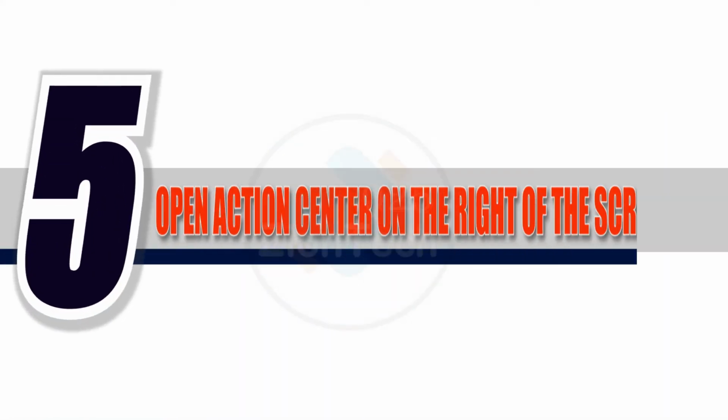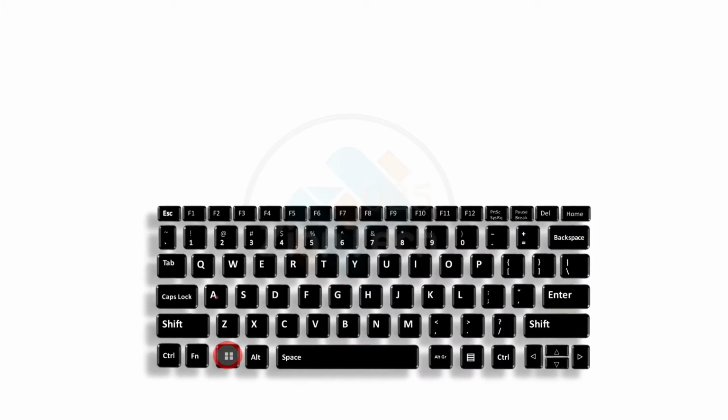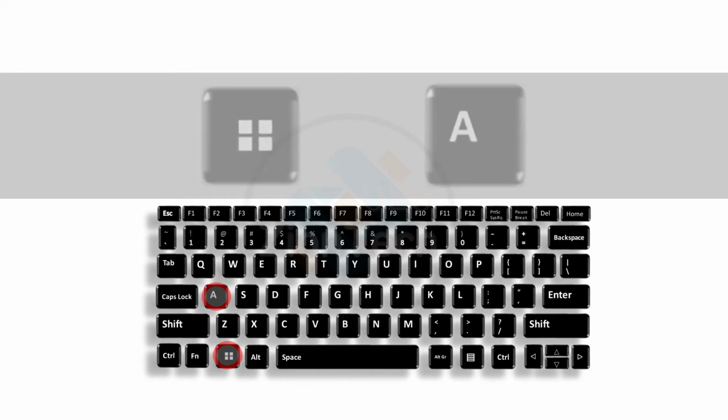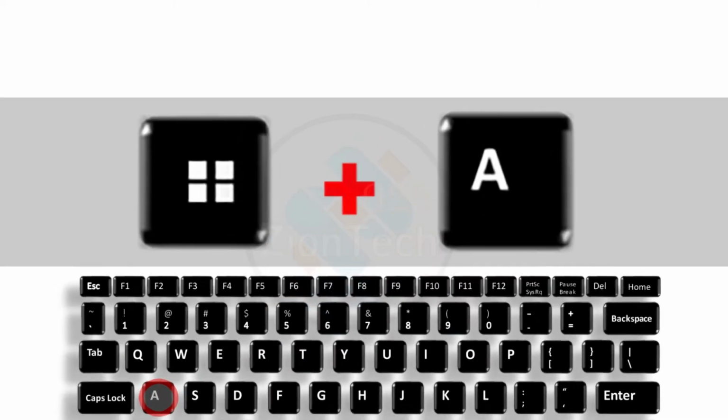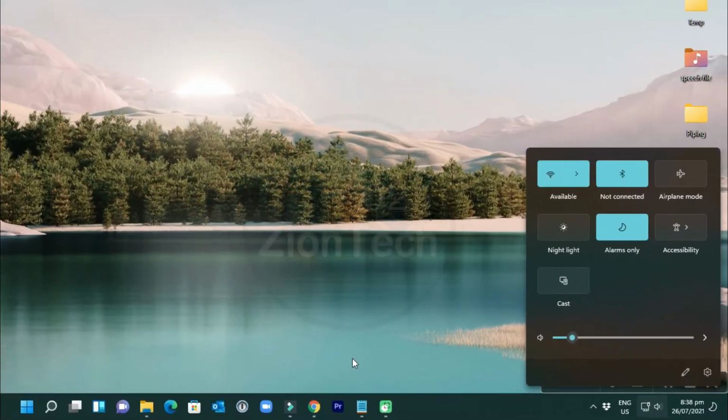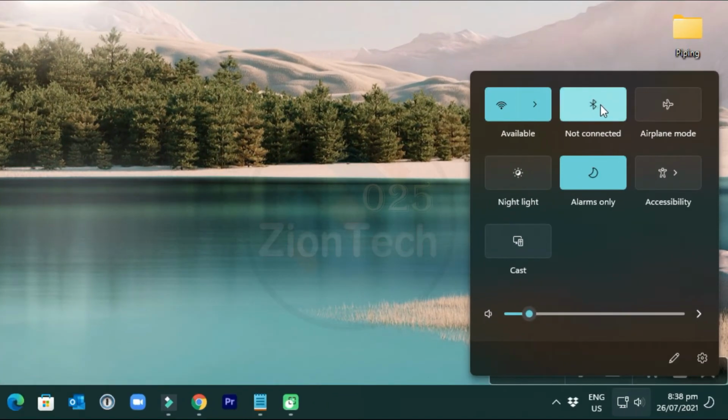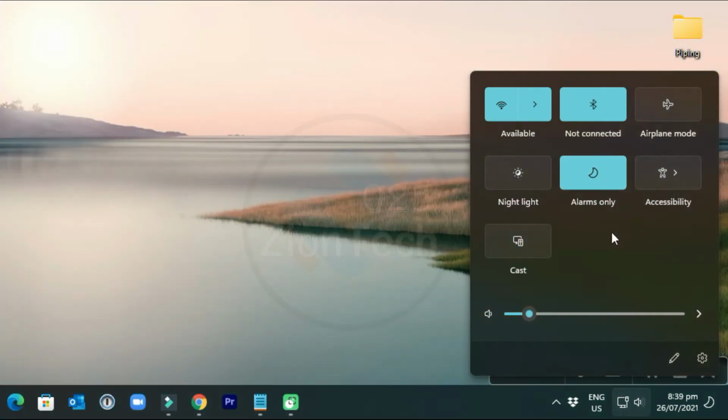Number 5. It will open the Action Center on the right side of your screen. Windows key plus A. With this combo of keys, Windows key plus A, you can manage your Wi-Fi connection, your Bluetooth connection, airplane mode, night light, focus assist and accessibility.